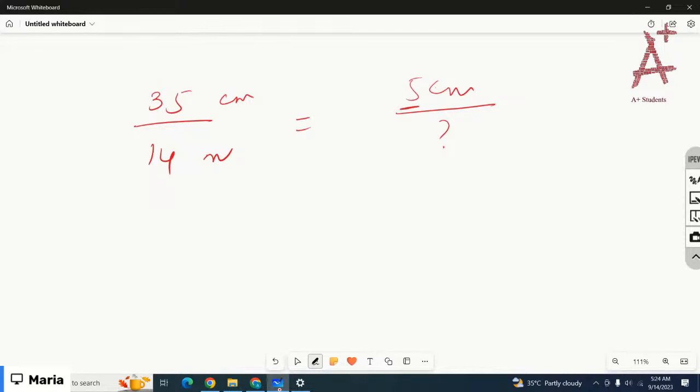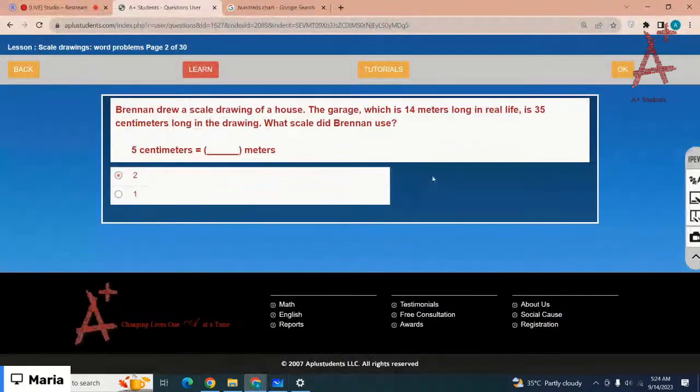35 divided by what number equals 5? Just simplify this one. 7 times 5 is 35 and 7 times 2 is 14. That means it is 5 centimeters to 2 meters. That means 2 meters equals 5 centimeters. That is the scale she has used, right? So the correct option is 2 meters.